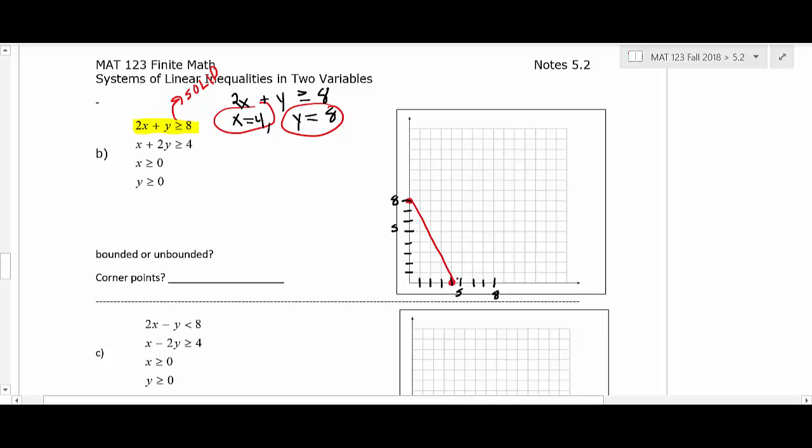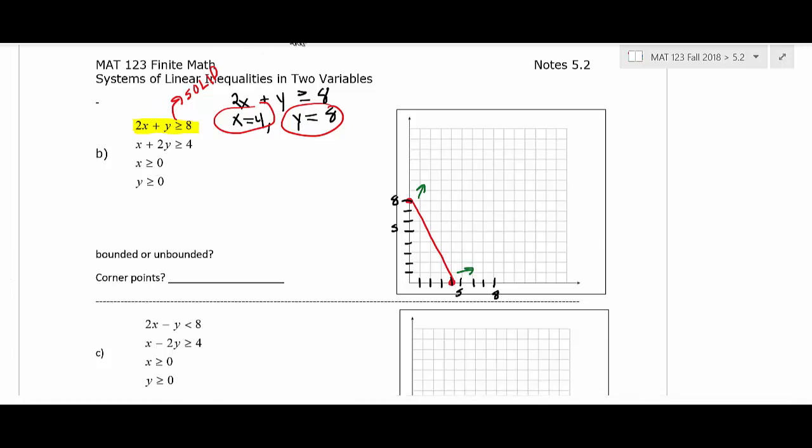Now, where's the shading going to be? That's greater than. So is it going to be below or is it going to be above? Above. It's going to be above. Don't shade yet. Just understand that you're going to be above that. So again, what I've been showing you to do is make a note to yourself that you're above. That'll take care of that.